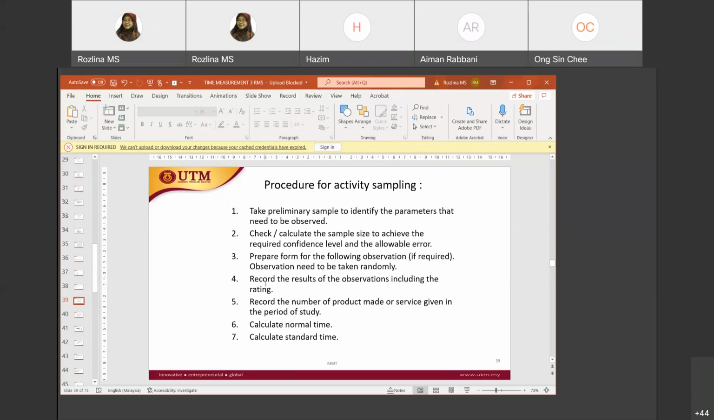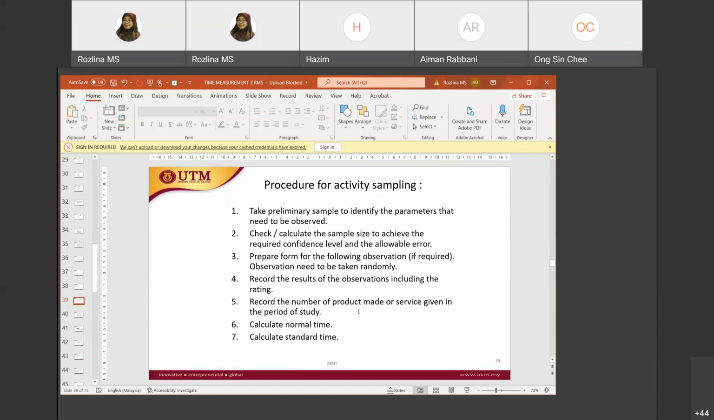They have to record the result of the observation. That means let's say the time is now 8:30, so you have to do the observation. So you go to the shop floor and see the workers, what the workers are doing. Then you put it in the suitable column in the table. Whether he is busy or doing something else, you just put a tally, you know a tally. And at the same time you have to include the rating. The rating is slow, fast, or maybe normal.